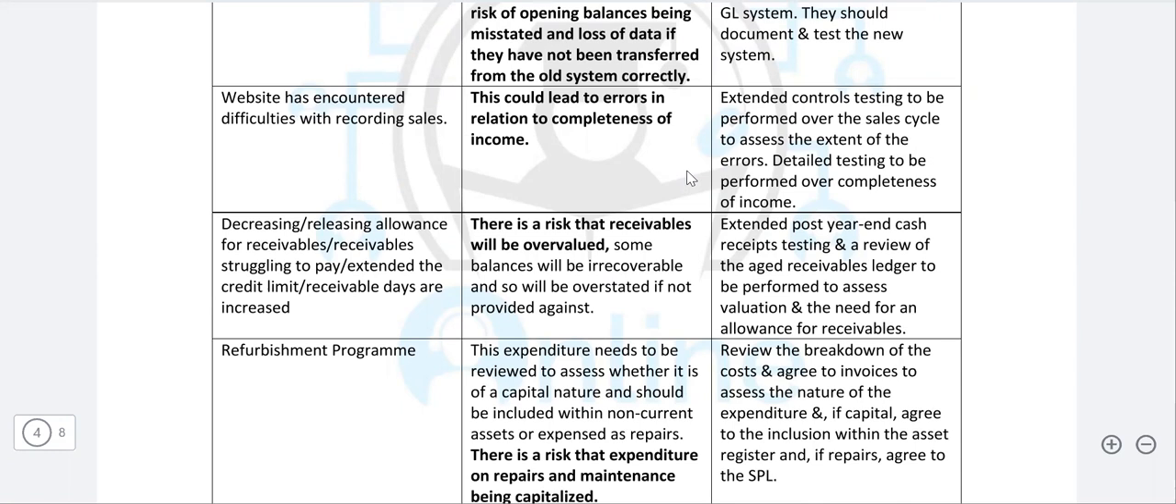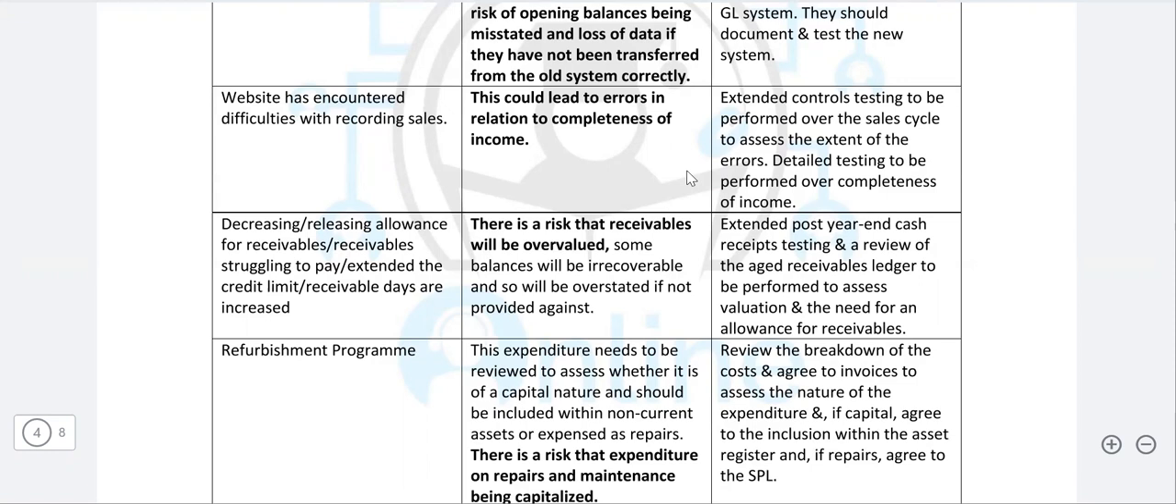You won't get any marks for that, because in the audit risk you have to relate it with the financial statement. So the website has encountered difficulties. This could lead to errors in relation to the completeness of income. Maybe the revenue is not recorded within the statement of profit or loss. This is the audit risk. Maybe incorrect revenue is recorded in the statement of profit or loss due to the problem the website is having. This is the audit risk.